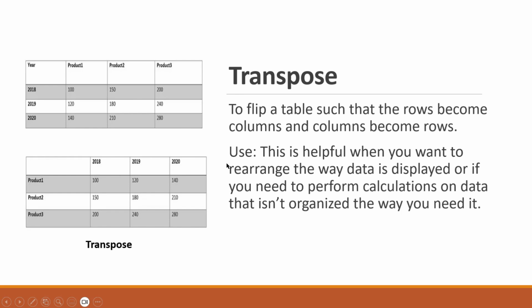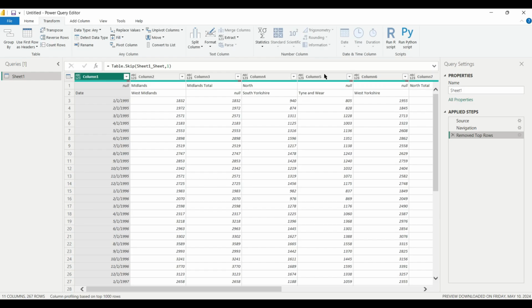So what is the use of this? This is helpful when you want to rearrange the way the data is displayed, or if you need to perform calculations on data that is not organized the way you need it. So here in the Power Query editor we will be using this function, transpose, to flip our data. Now let's use this transpose function in our data.